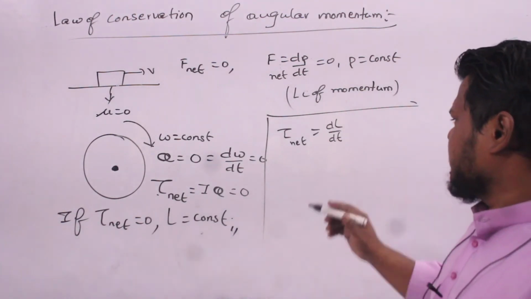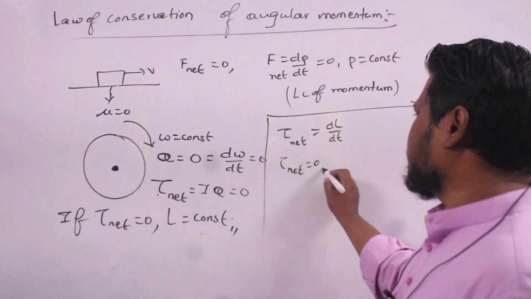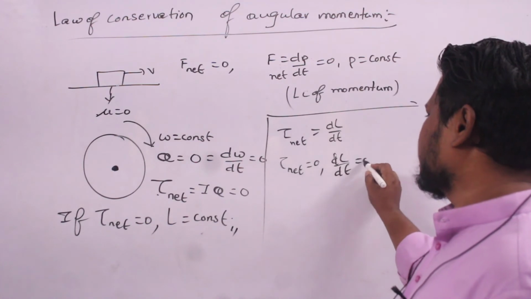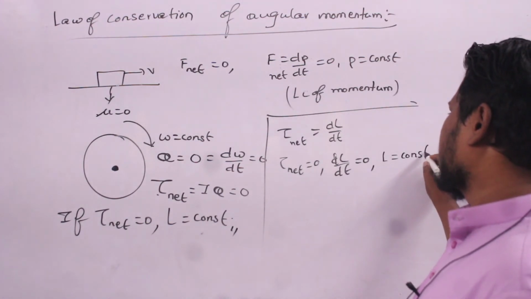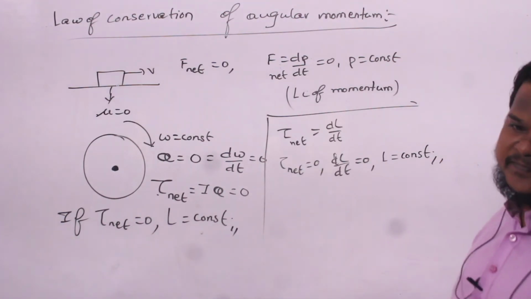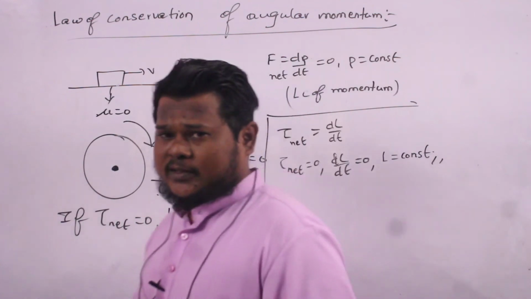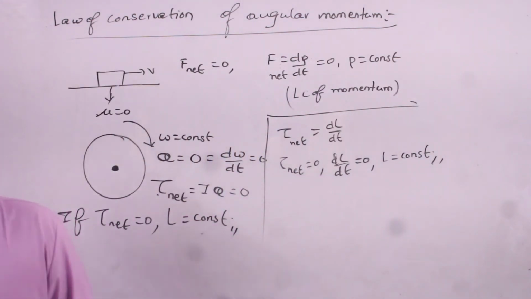Now write the equation. If net torque is 0, then dL by dt also will be 0. If dL by dt is 0, it is possible only when L is a constant. This is the proof. So if there is no torque on the system, there will be no change in angular momentum.